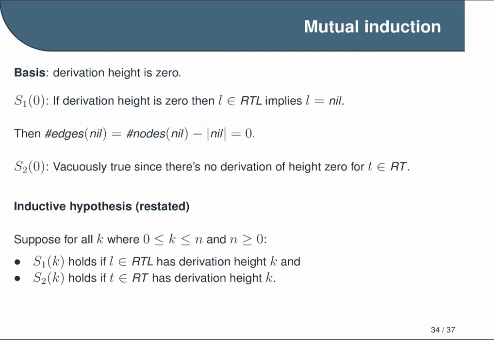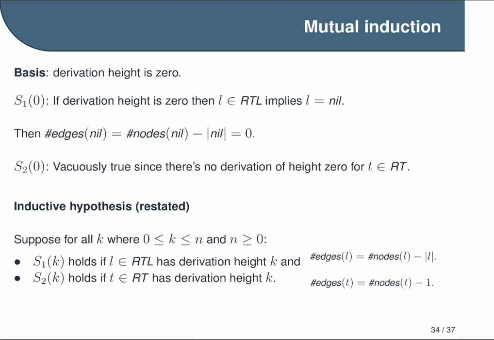Just so we don't forget what these statements S1 and S2 actually mean, it may be nice to keep a note handy. Remember that the statement about rooted tree lists says we're trying to prove the number of edges in the list is equal to the number of nodes minus the length of the list, and the statement about rooted trees is we're trying to prove the number of edges in a tree is equal to the number of nodes in the tree minus 1, and that second one is our actual theorem.